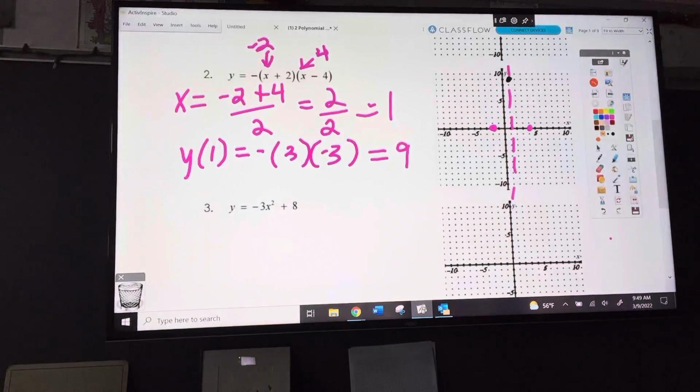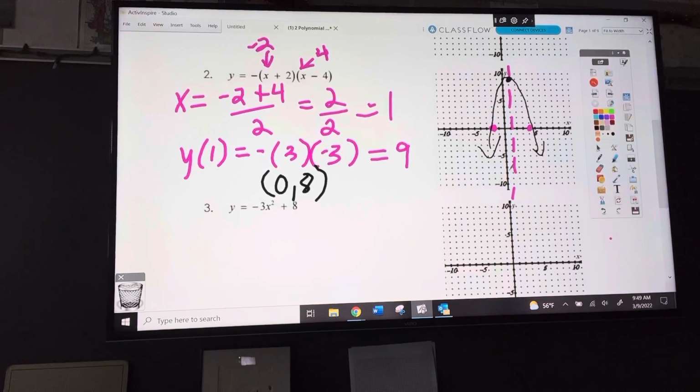And if you want to pick another point, you can. We could plug in 0. If you plug in 0, you get 8. But this is really all you need. That's a terrible graph. Let me try that again. That's also a terrible graph. We get the idea.